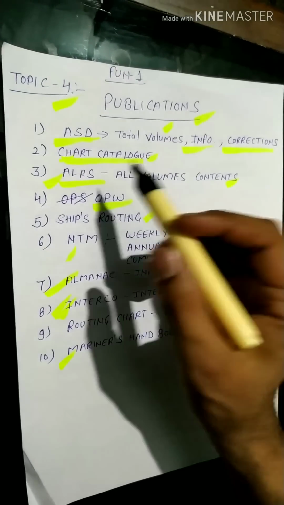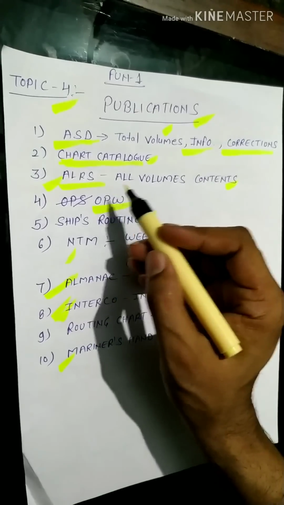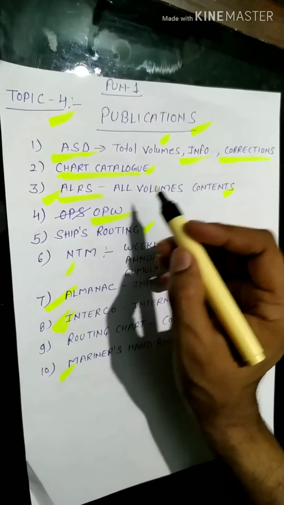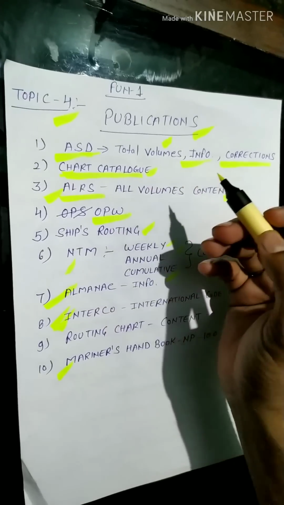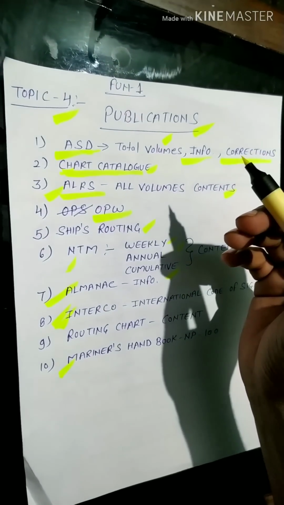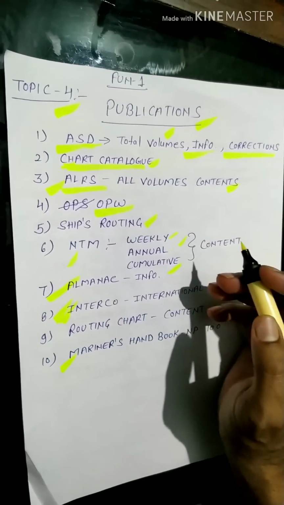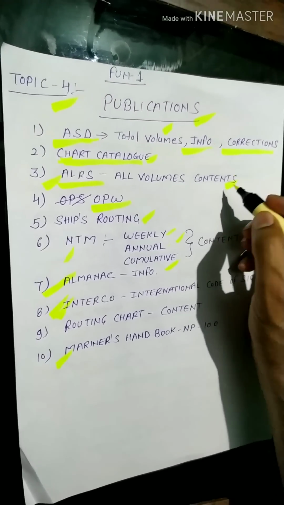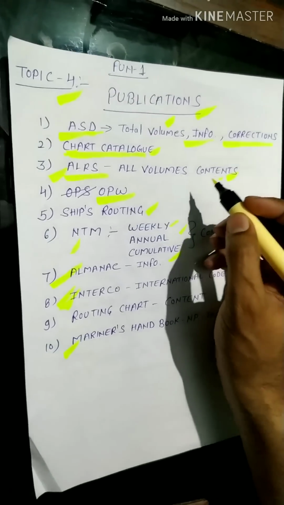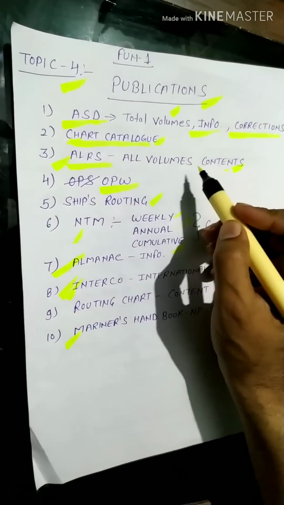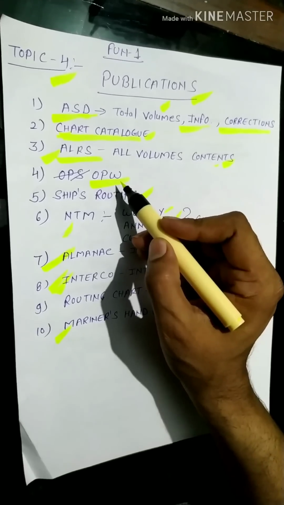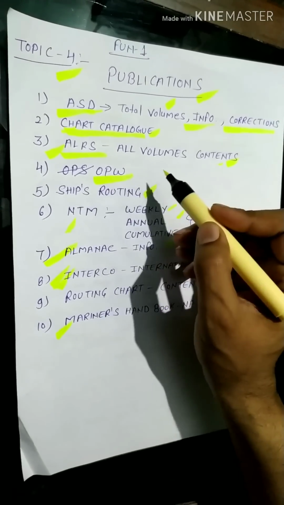Next volume is ALRS. Surveyor will ask how many volumes are there and each volume what all information content, like they will ask the CIRM details from which volume you will get. So you have to know all the contents with the volume. The total 6 volumes are there, that you have to learn, and the correction from where you get for each volume.